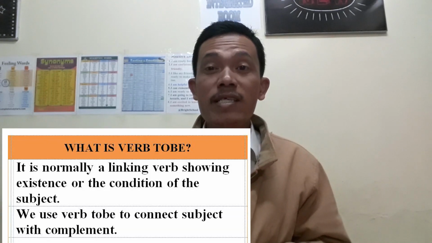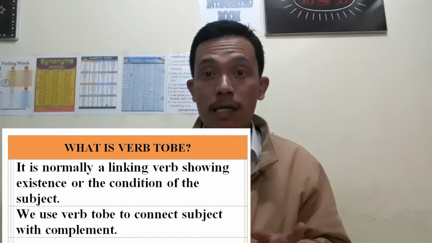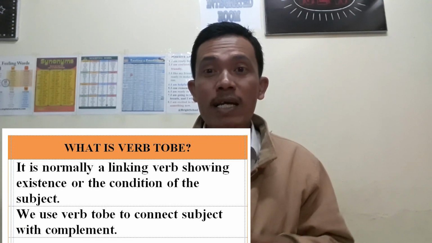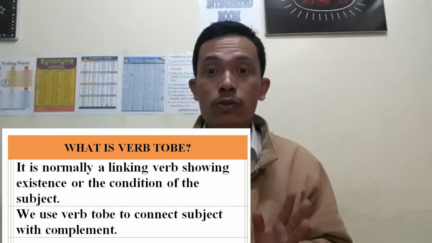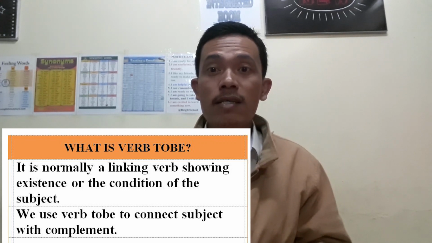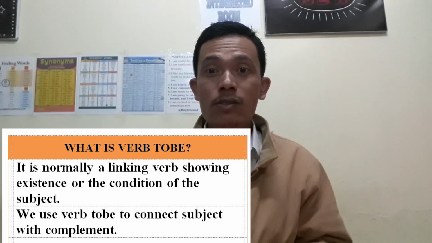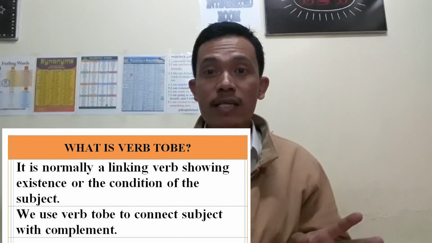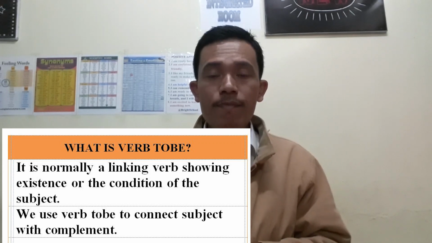To be is normally a linking verb showing existence or condition of the subject. Maksudnya menjelaskan bagaimana keadaan daripada seorang subjek. Well, we use to be to connect between subject and complement. Kita gunakan to be untuk menghubungkan antara subjek dengan pelengkap. Well, in bahasa Indonesia, we say to be as adalah, dengan pattern subject plus to be plus noun, or we can also use adjective.